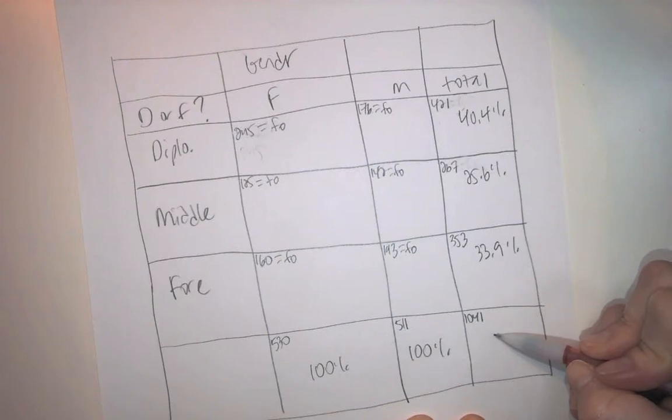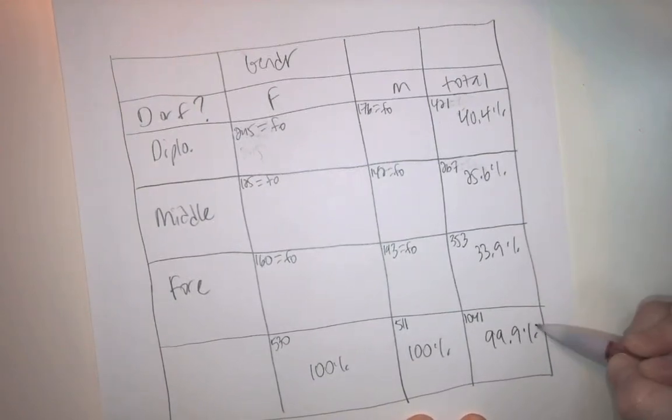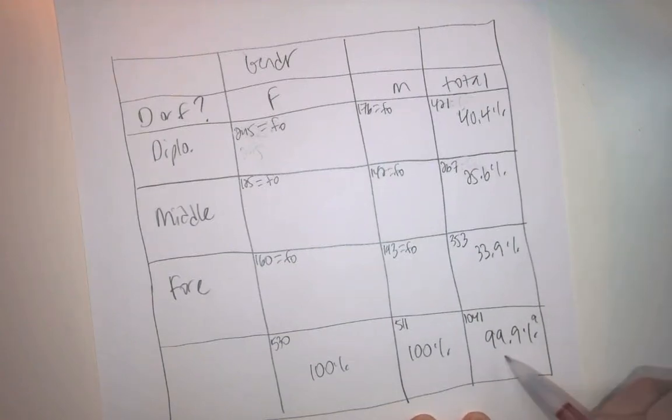In Table 7.6, I've got 99.9% down here and a little note because of missing data. We assume that this is 100% because that's the data that we're working with. All right, so let's get started with chi-square.